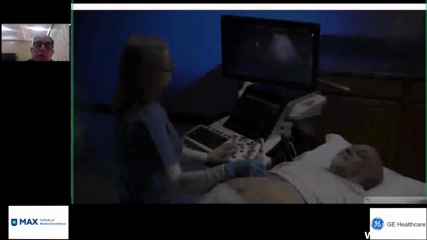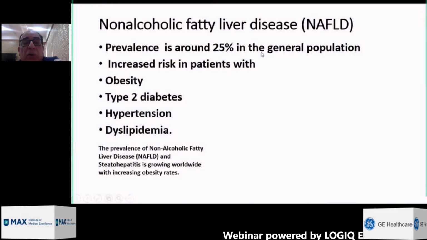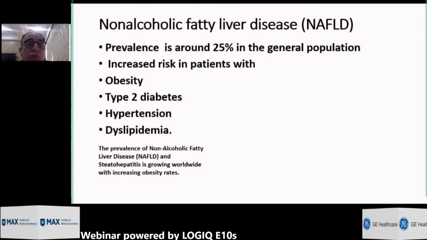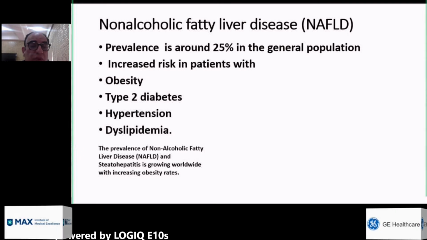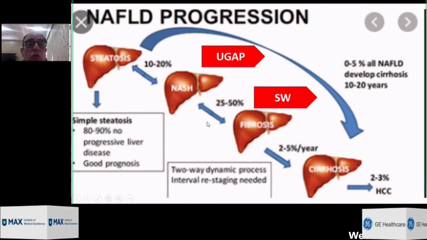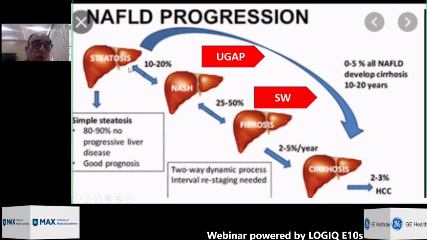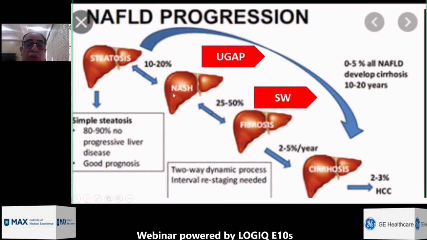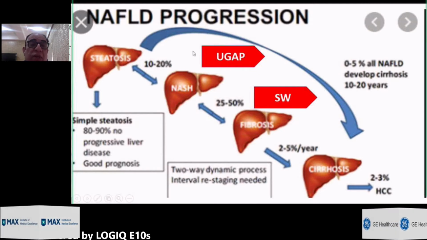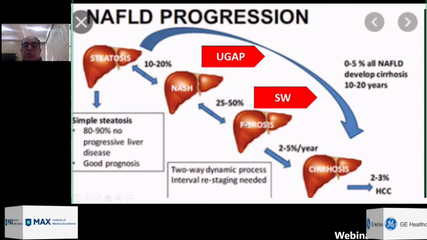And so, as you know, NAFLD has a prevalence of about 25% of the general population, and I think it's going to overtake alcohol very soon because of obesity, type 2 diabetes, hypertension, and dyslipidemia. And we know that till now we were looking at fibrosis, and we now have the opportunity of looking at steatosis, which is before the stage of NASH and before the stage of fibrosis. So we can prevent this 10 to 20% progression to NASH, 25 to 50% progression to fibrosis.